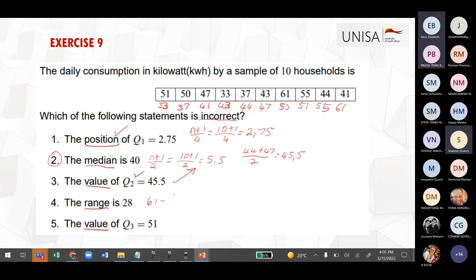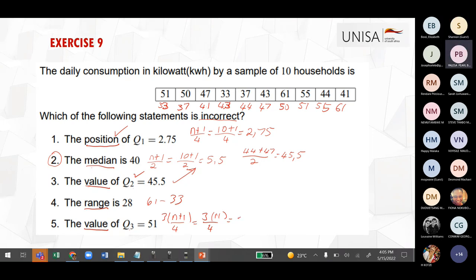The range, your highest minus the lowest. 61 should give us 28. And you do the same with the quartile 3 value. N plus 1 divided by 4, times 3, which is 3 times 11 divided by 4. 33 divided by 4 is 8.25, therefore it is on position 8. 1, 2, 3, 4, 5, 6, 7, 8. It's 51. So that is correct. The only statement that is not correct is option 2.